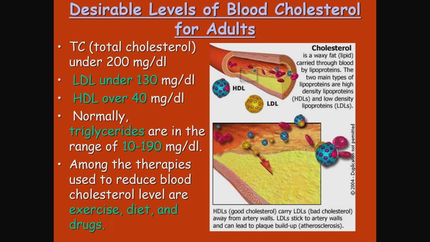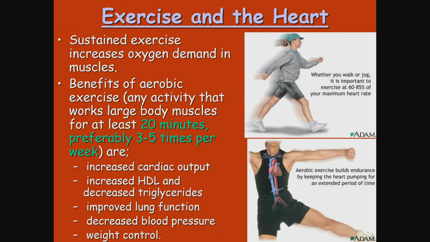Normally, triglycerides are supposed to be in the range of 10 to 190. Among the therapies used to reduce blood cholesterol are exercise, diet, and if it's genetic that you have high cholesterol, there are certain drugs that can help manage that. Exercise and the heart. So, super important.